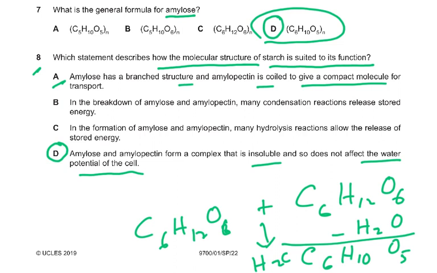Well, amylopectin is branched. Amylose is not branched. In the breakdown of amylose and amylopectin, many condensation reactions release stored energy. They didn't ask you that. They said how the structure is suited to its function. Basically, the structure of starch is a storage molecule. Why is it suited for its function?